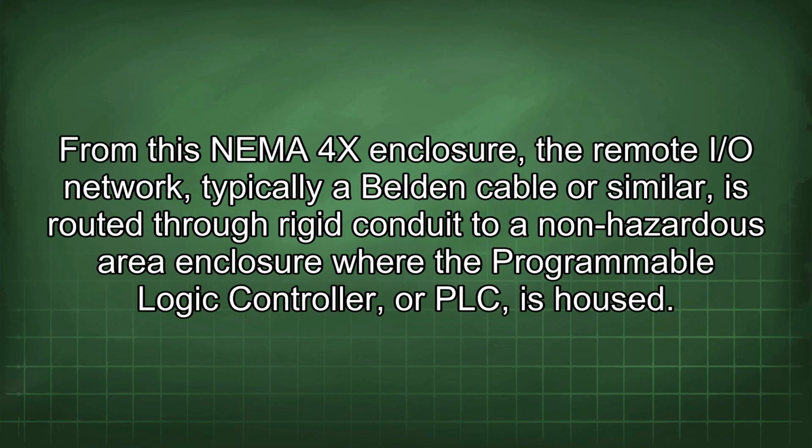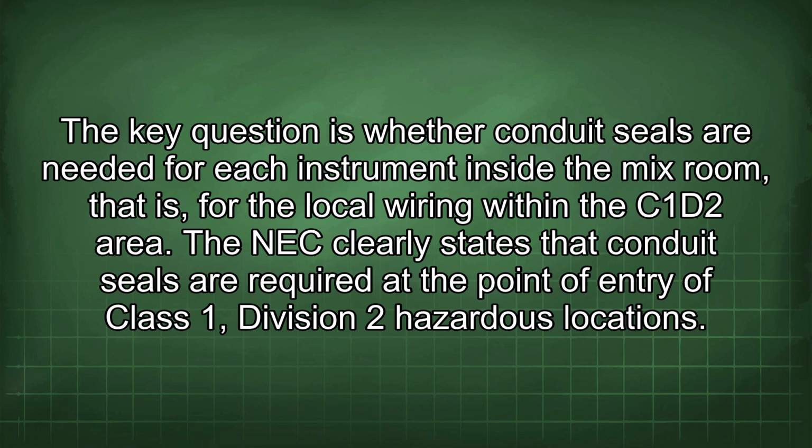From this M4X enclosure, the remote I/O network, typically a belt and cable or similar, is routed through rigid conduit to a non-hazardous area enclosure where the programmable logic controller, or PLC, is housed. The key question is whether conduit seals are needed for each instrument inside the mixed room, that is, for the local wiring within the Class 1 Division 2 area.